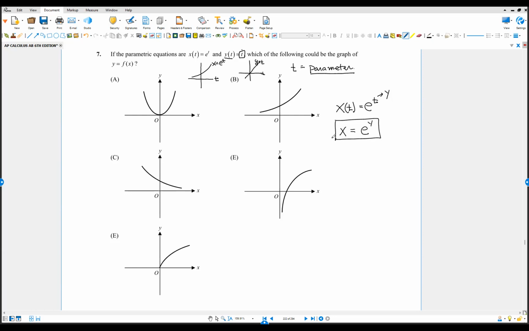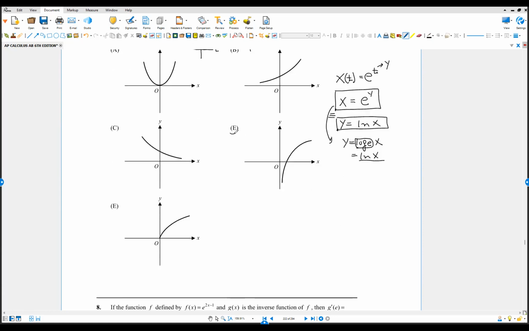So what is this graph? x equals e to the y, which means y equals ln x. Are you okay with this? That is equivalent, because y equals log base e of x, and log base e is ln x. It is still a log graph. Which graph represents a log? This one. This is the exponential, and this is the log graph. So choice E is the answer.